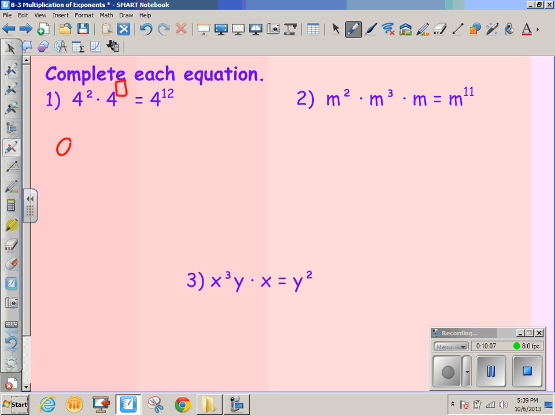So if I have a raised to the n times a raised to the m, all we're really doing is adding the exponents. So I'm going to have a raised to the n plus m, and then that's going to be equal to a raised to the n plus m power. So what does that mean? Well, if I have a 2 here, then what has to be here in order to get the 12th power here?